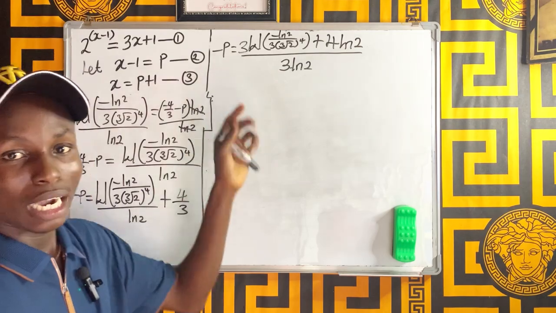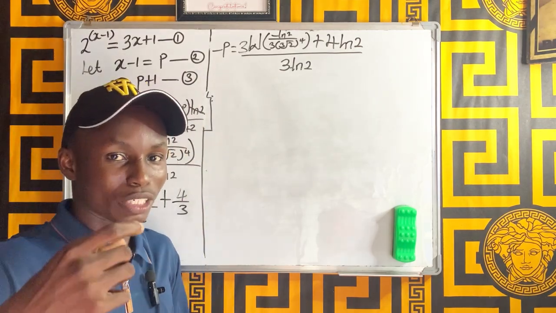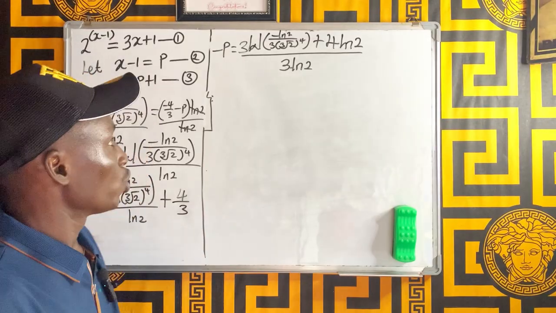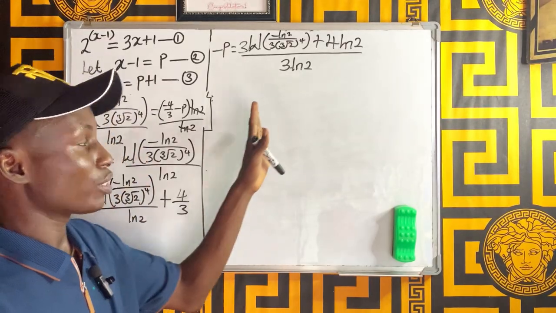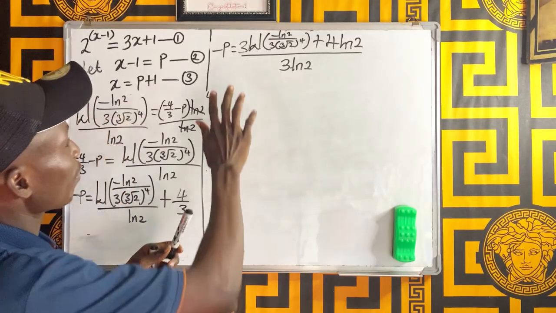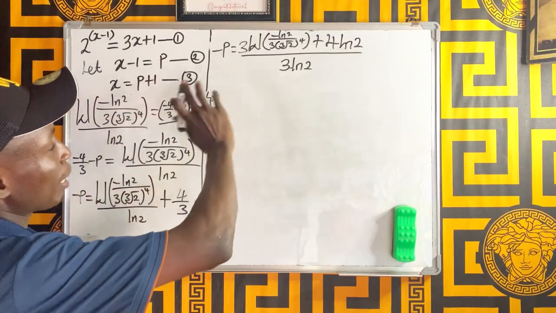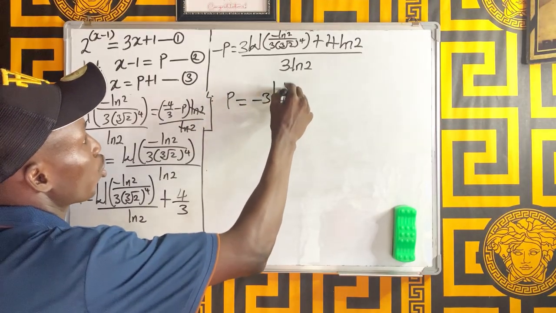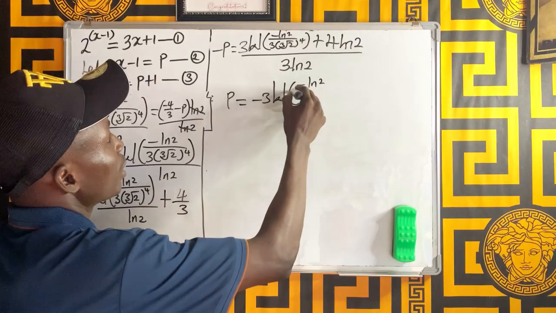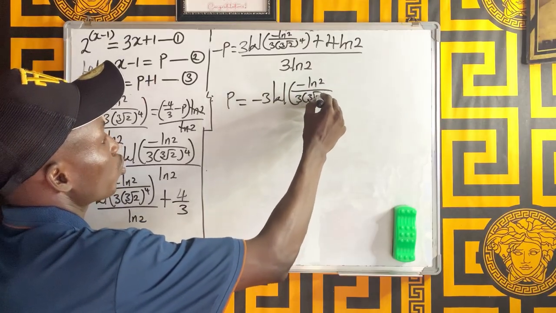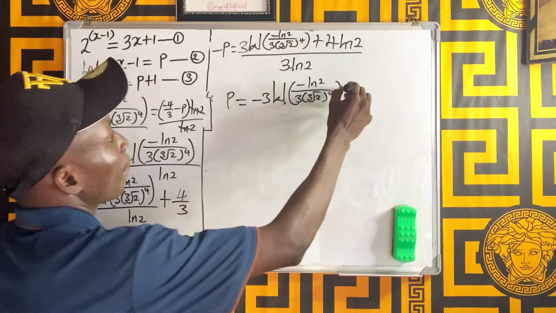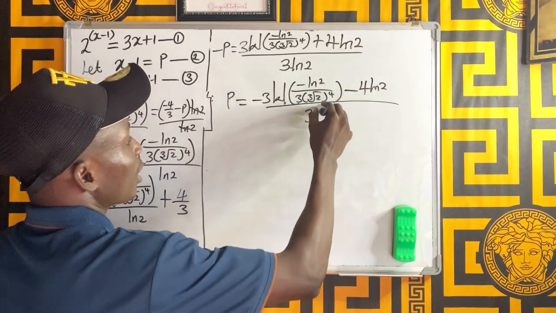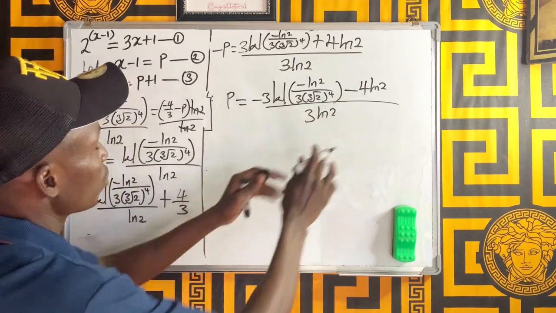minus p. And then this video has exceeded, or is up to, 20 minutes, right? So you can see that the equation is so humongous. So what I'm going to do is stop here in this video. But just know that for you to have the value of p here, you just multiply both sides by -1. That means p will be equal to -3 times the W function of minus natural log of 2 divided by 3 times the cube root of 2, all raised to 4, then minus 4 natural log of 2 all divided by 3 ln 2. This is the value of p.